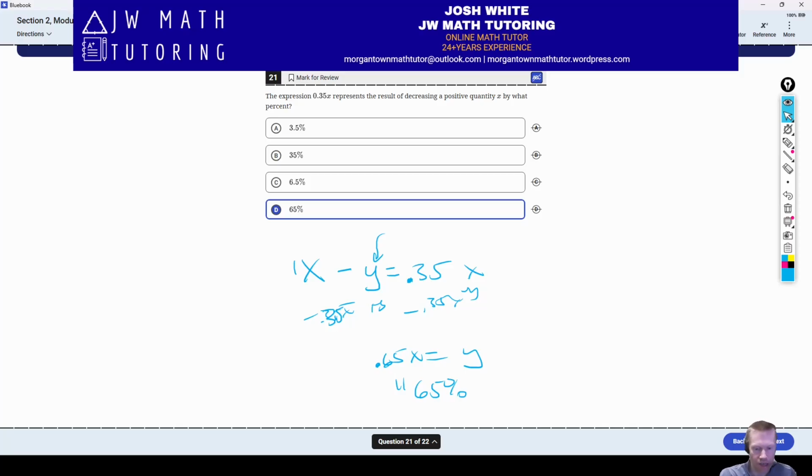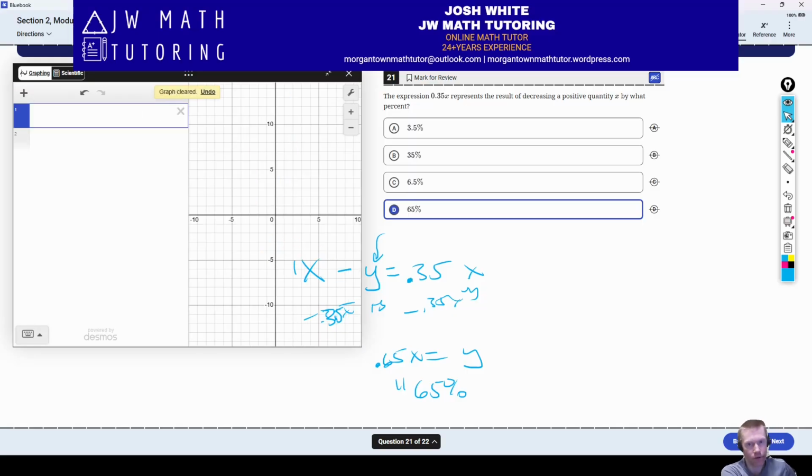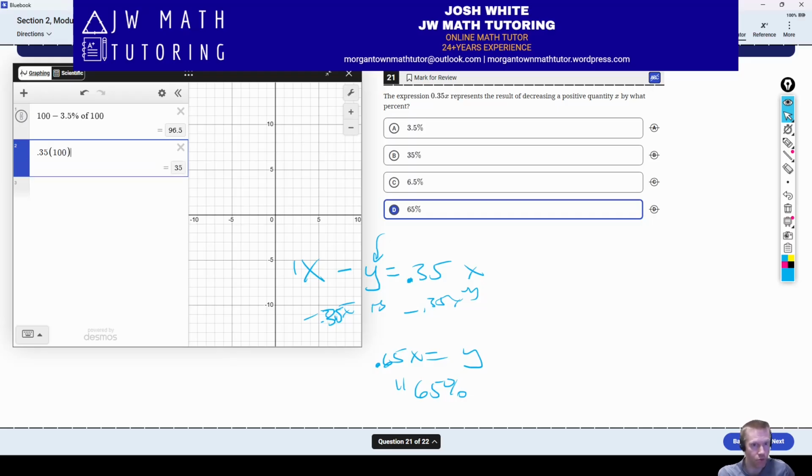Now, here is how you could use picking numbers just to verify or confirm this. We go to Desmos, just delete this. I'm going to start with the number 100. Let's go with answer choice A. Let's say I decrease my starting value of x by 3.5% of 100. I get this number. Now, is that equal to 0.35? Basically what I'm looking for is these two things to be equal. So notice answer choice A is not equal, therefore it's the wrong answer.